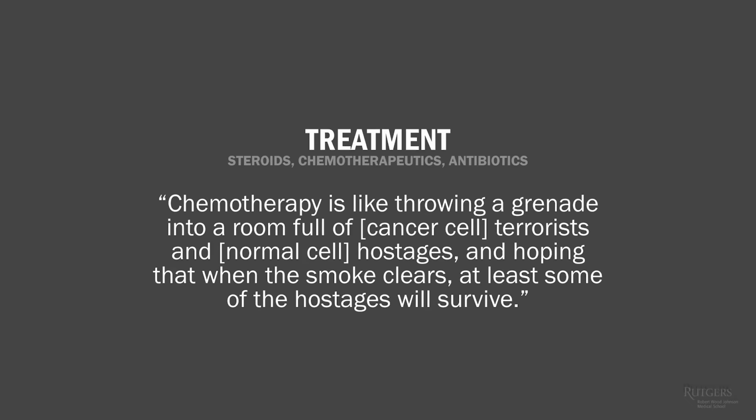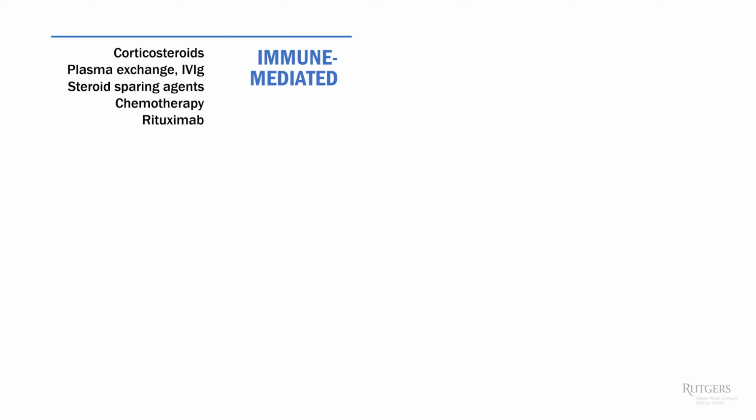Treatments are generally geared towards the actual cause of myelopathy. So, for immune-mediated pathologies, we're usually starting with steroids, like methylprednisolone, plasma exchange or IVIG, 5 to 7 treatments, and then we move on to steroid-sparing agents like azathioprine, methotrexate, mycophenolate mofetil, chemotherapy with cyclophosphamide, and a B-cell depleting agent like rituximab.